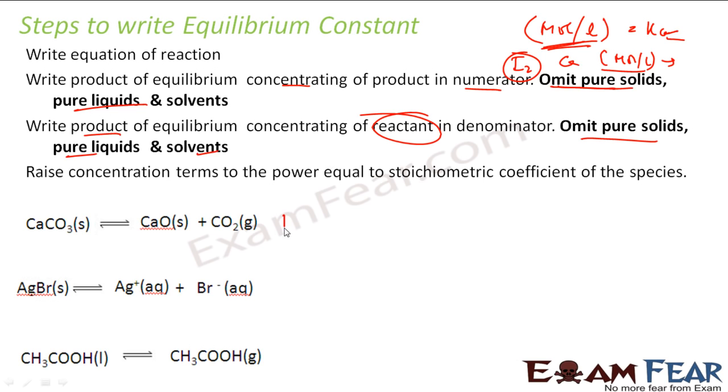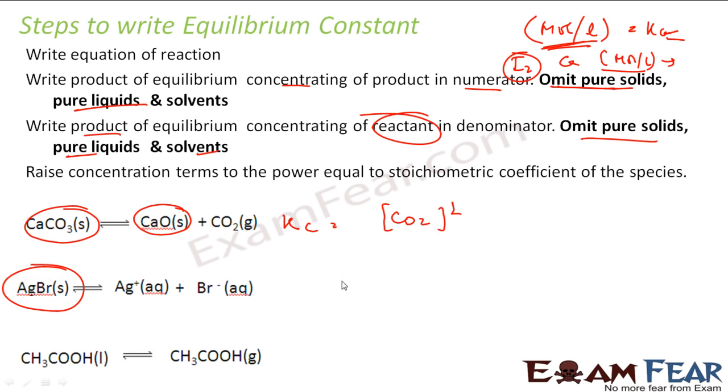For example, for this reaction, this one is a pure solid, we'll ignore it. So here Kc will be CO2 to the power 1. You'll ignore these two parts. Here if you see, pure solid, you can ignore. So here Kc will be Ag plus and Br minus.